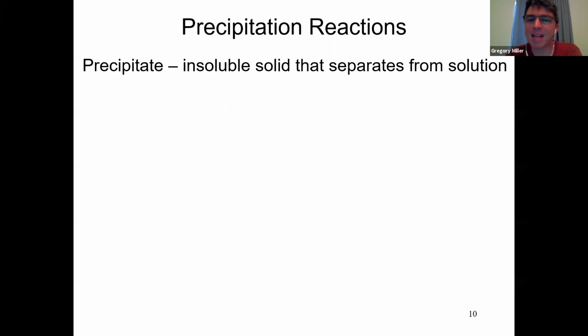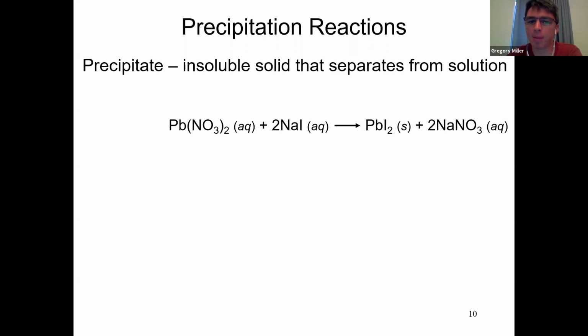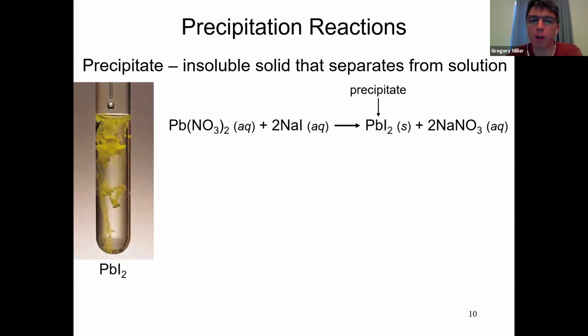A precipitate is an insoluble solid that separates when you mix two liquids together. A really easy example is lead nitrate and sodium iodide come together to make lead iodide and sodium nitrate. If we look up solubility rules, what we'll find out is the lead iodide does not dissolve, it does not dissociate, it actually falls out as a solid. If you were to mix these two liquids together, they're actually both clear liquids. You mix them together and you get this yellow solid that kind of drifts down. That yellow solid is your lead iodide precipitate. And this is what's called the molecular equation.